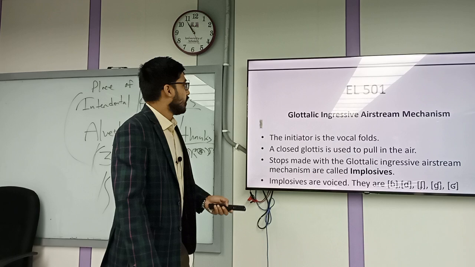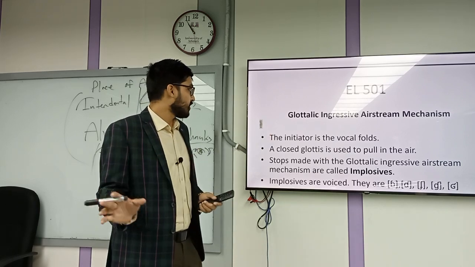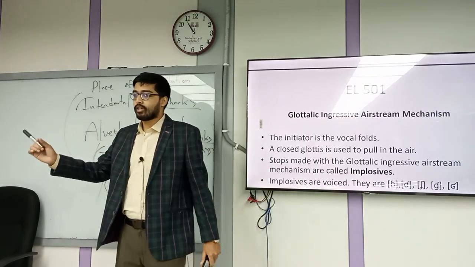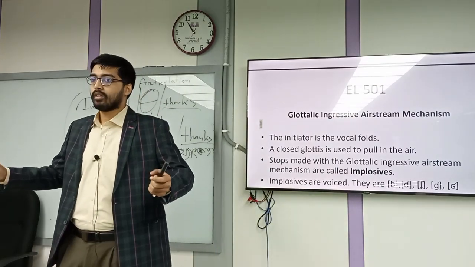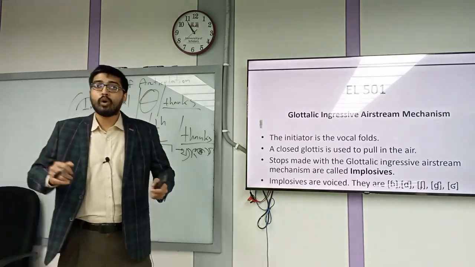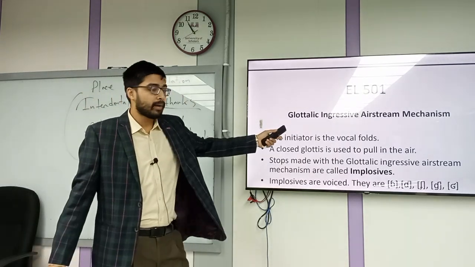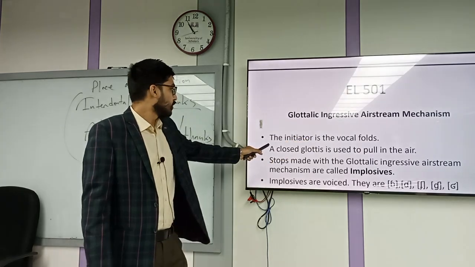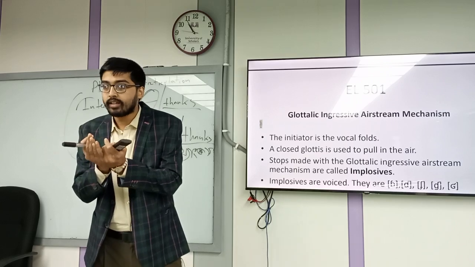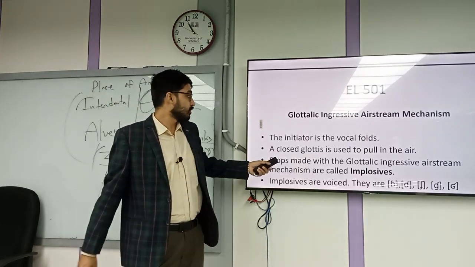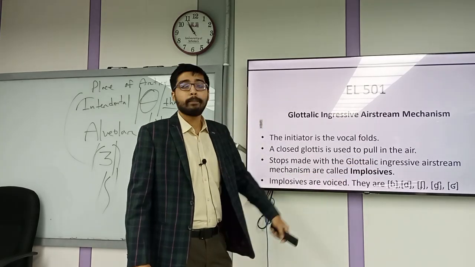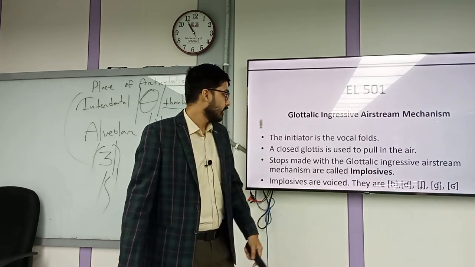Okay, glottalic aggressive airstream mechanism. Initiator is vocal folds. That means glottis. Our glottis has vocal folds, so the initiator should always be the glottis. A closed glottis is used to pull the air. Stops made with the glottalic aggressive airstream mechanism are called implosives. See, implosive.